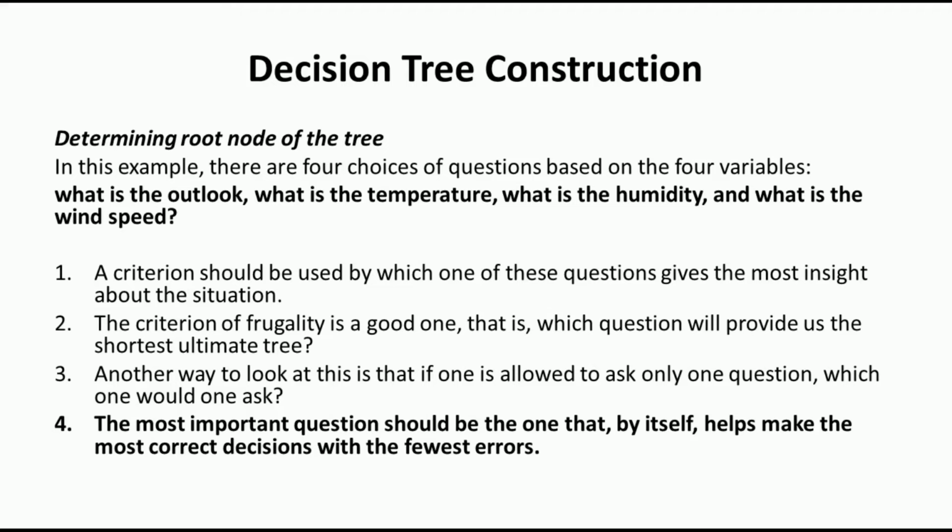And then the second very important thing is that while selecting that particular root node, or any intermediate node, we should be very careful that the size of the tree should be as small as possible. The ultimate requirement is that the tree should be the shortest one. The third thing one should remember is that we should ask very few questions and still get the answers. And the most important question should be the one that by itself helps make the most correct decisions with the fewest errors. That's one more thing we should remember.